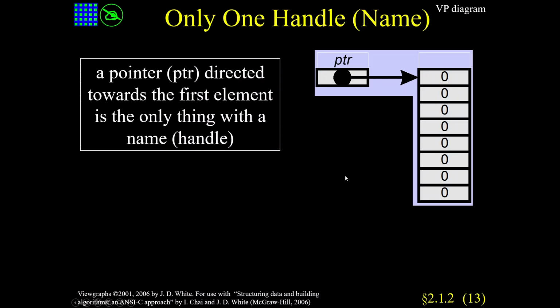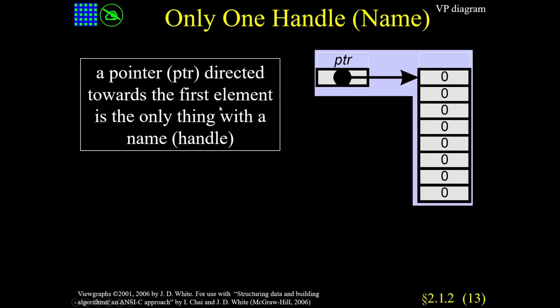How do we access the array? A pointer is directed to the first element. It's the only thing we have a handle for. So now you start to understand why we study pointers, because pointers are needed for arrays. In C and in Python. In C I can show it to you. In Python it doesn't let you see it. It hides it.